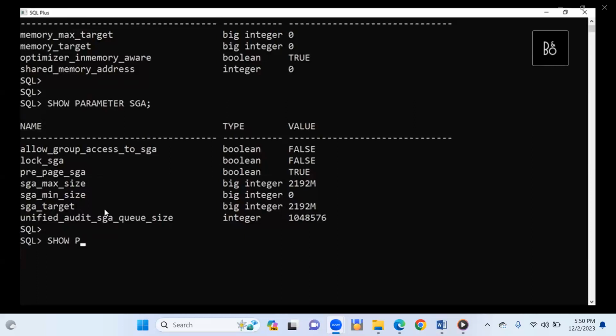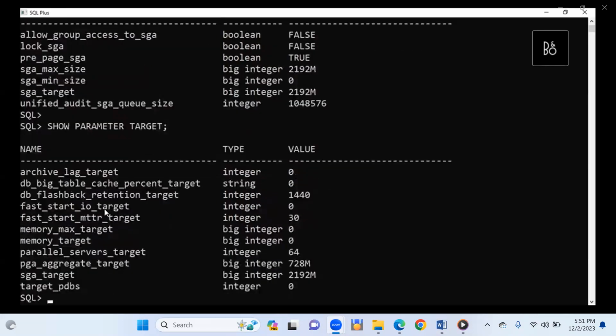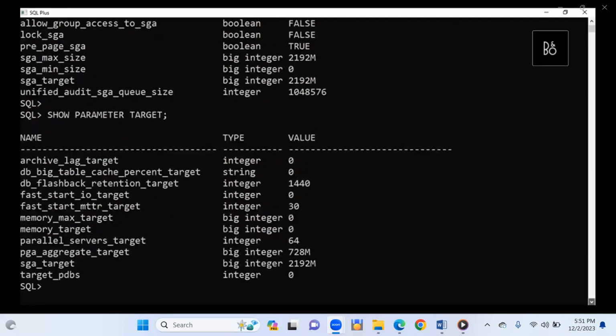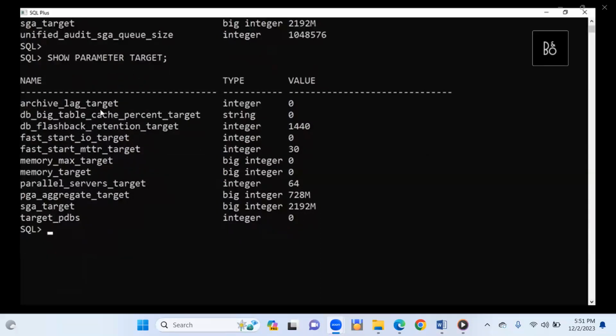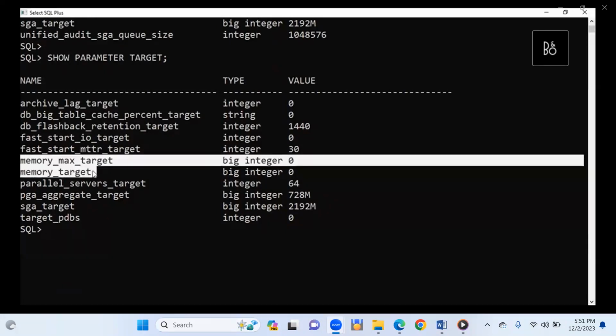Now, we also have this parameter, show parameter target. So if you press enter, now you can see it's bringing both sides. What you can see here are these two, MEMORY_MAX_TARGET. When we talk about the MEMORY_MAX_TARGET, this is the maximum memory allocated. MEMORY_TARGET is the space allocated to the memory.